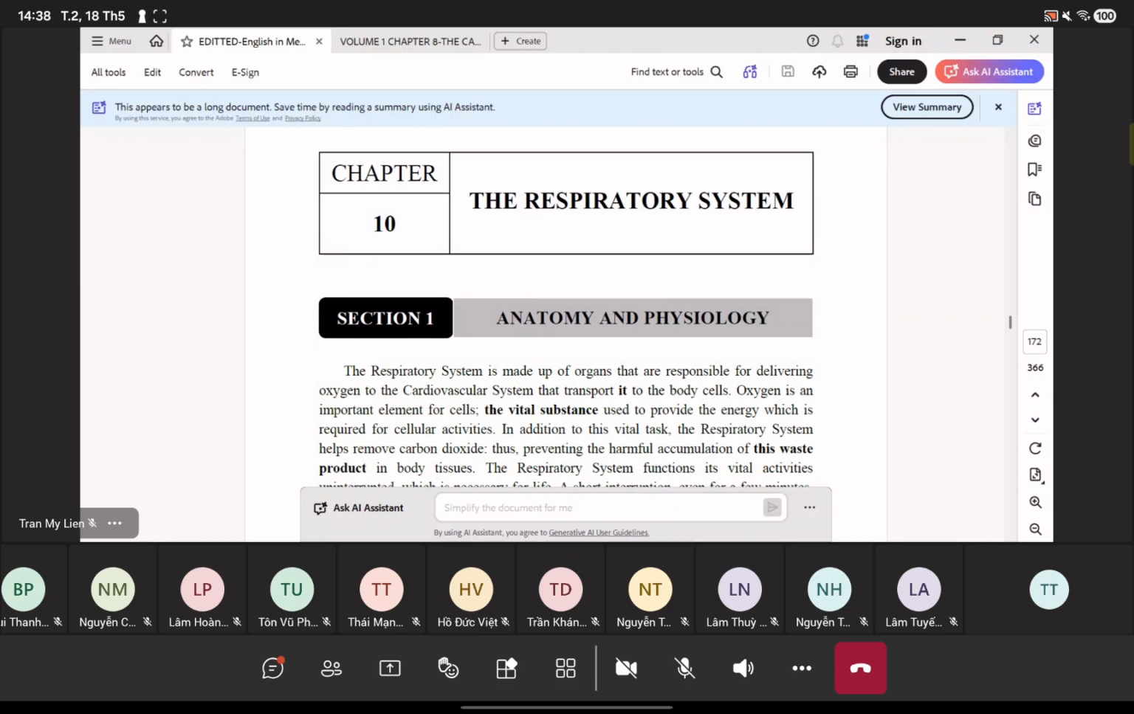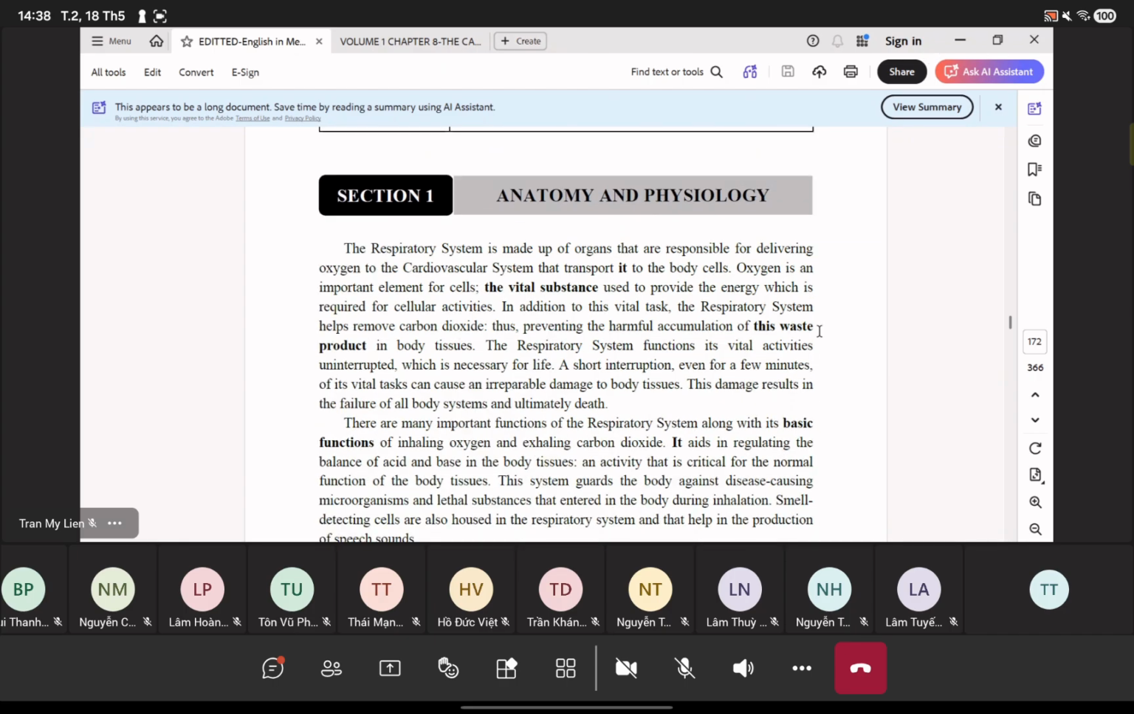Chapter 10. The Respiratory System. Section 1. Anatomy and Physiology. The respiratory system is made up of organs that are responsible for delivering oxygen to the cardiovascular system that transport it to the body. Cells. Oxygen is an important element for cells, the vital substance used to provide the energy which is required for cellular activities. In addition to this vital task, the respiratory system helps remove carbon dioxide, thus preventing the harmful accumulation of this waste product in body tissues.